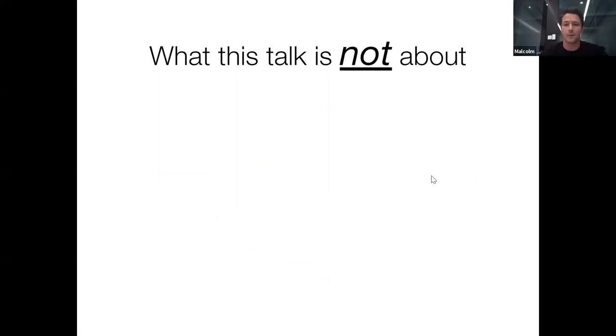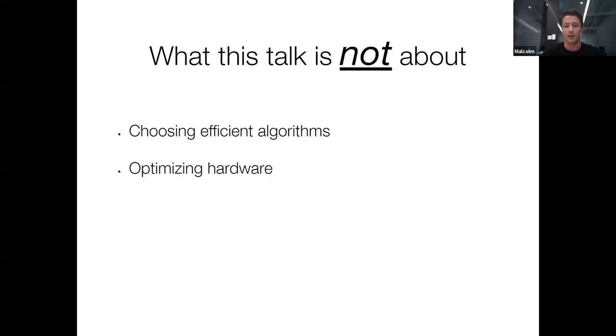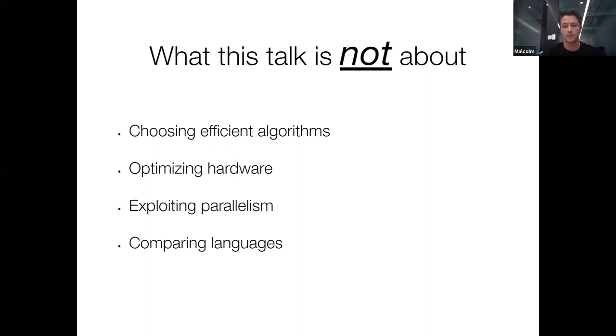Just for a second, I want to talk about what this talk's not about, because there are a lot of things we could talk about when talking about performance. This talk's not about choosing efficient algorithms. It's not really about optimizing hardware. Not about exploiting parallelism. And it's not going to be a comparison of languages. At Jane Street, we use OCaml for almost everything. You might ask why we don't use C++ for certain high performance things, or C, or hand-coded assembly. We certainly do some of that sometimes, but this talk is going to focus on OCaml. The point is not that you should use OCaml for high performance things, but just that you can. Hopefully some of the lessons learned in this story are applicable to other languages that are similar to OCaml in certain ways, like Java, for example.